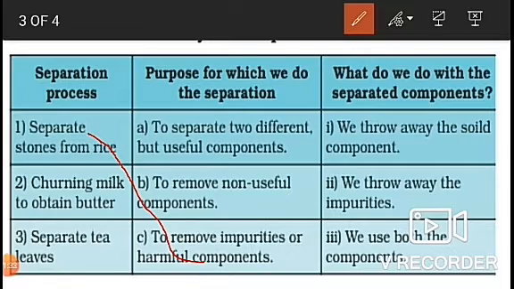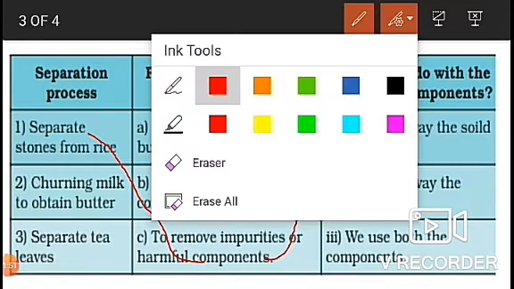Then what do we do with the separated components? We throw away the impurities. So this is related with this, as it is mentioned, impurities or harmful components. So we throw away the impurities. Now what about the second part?